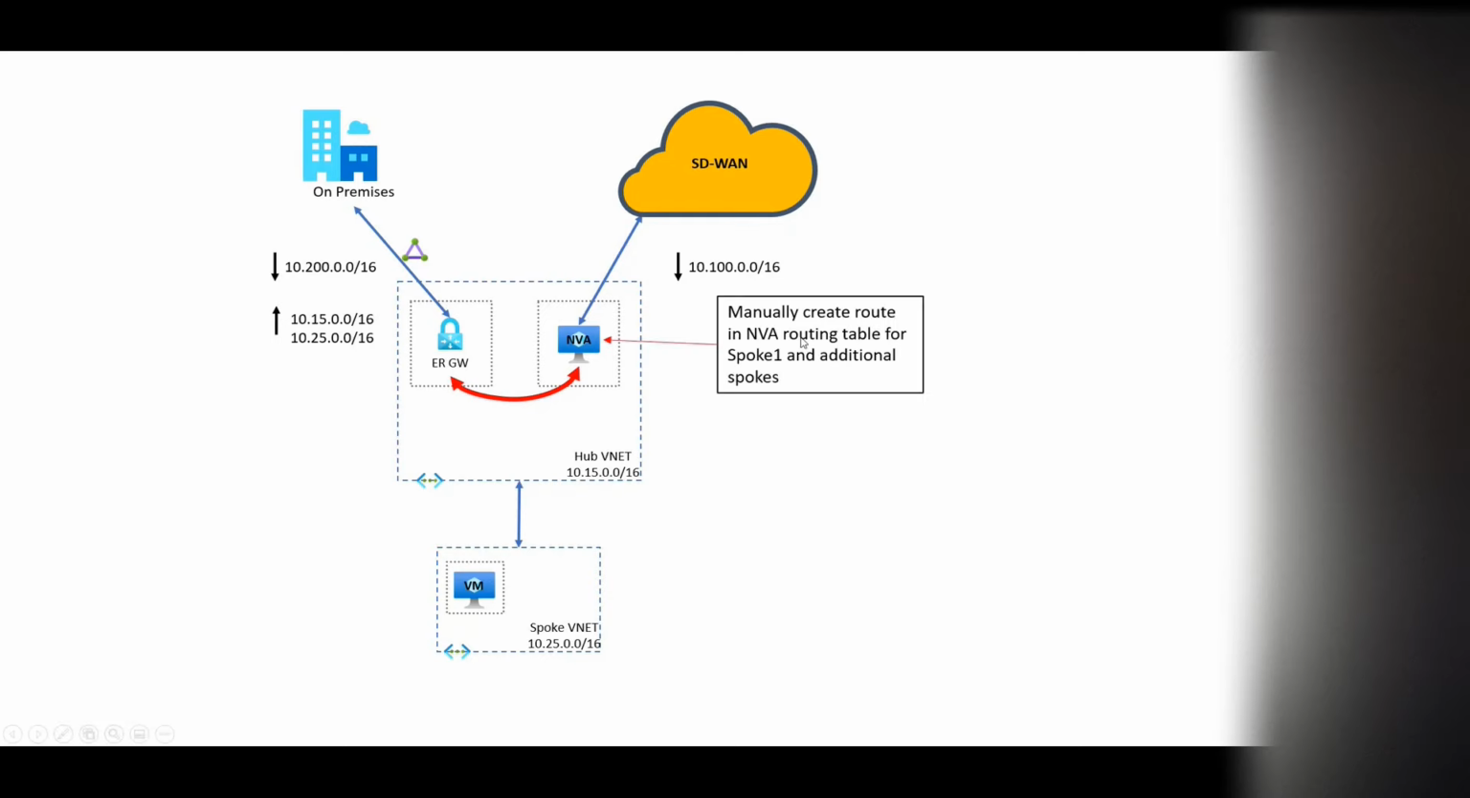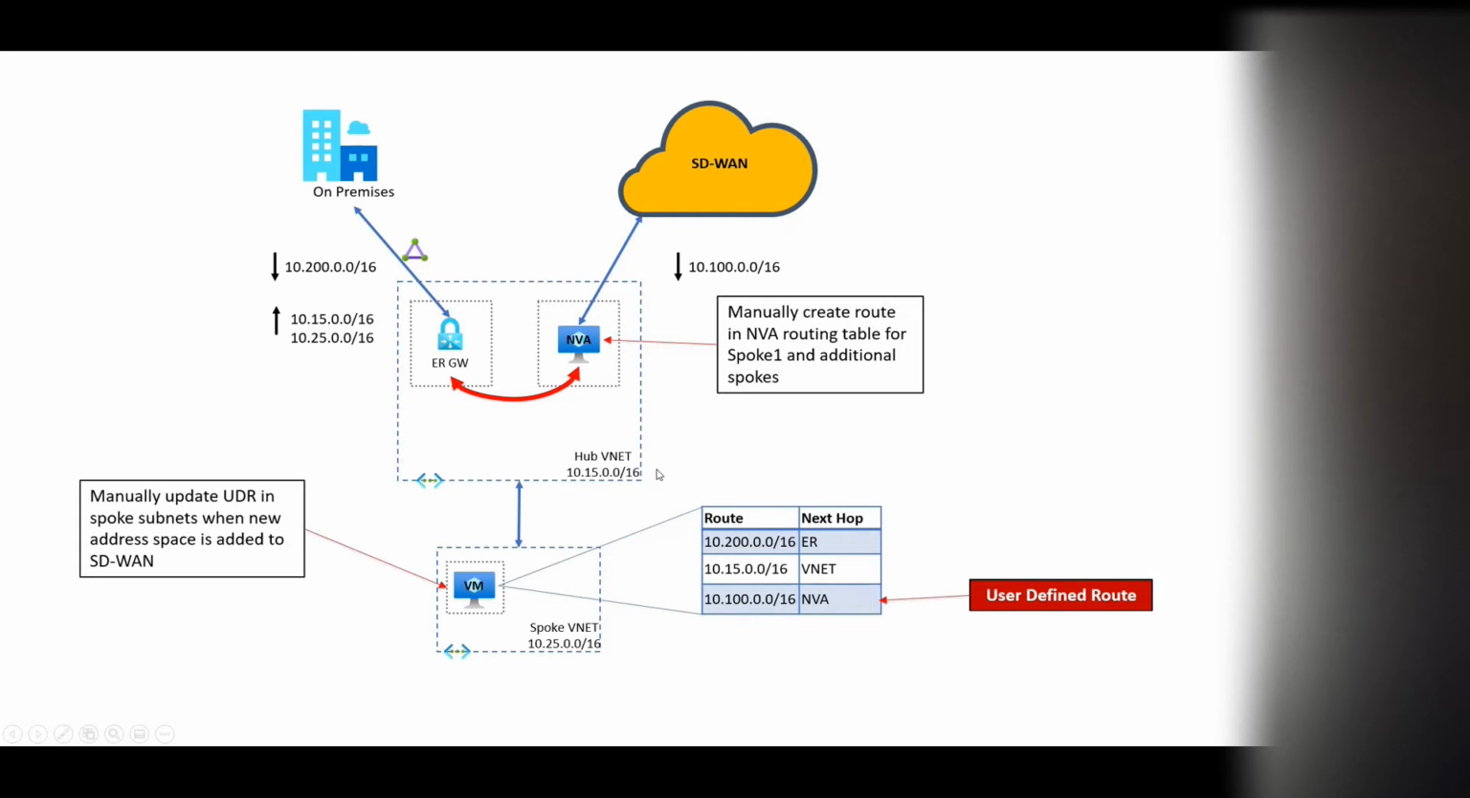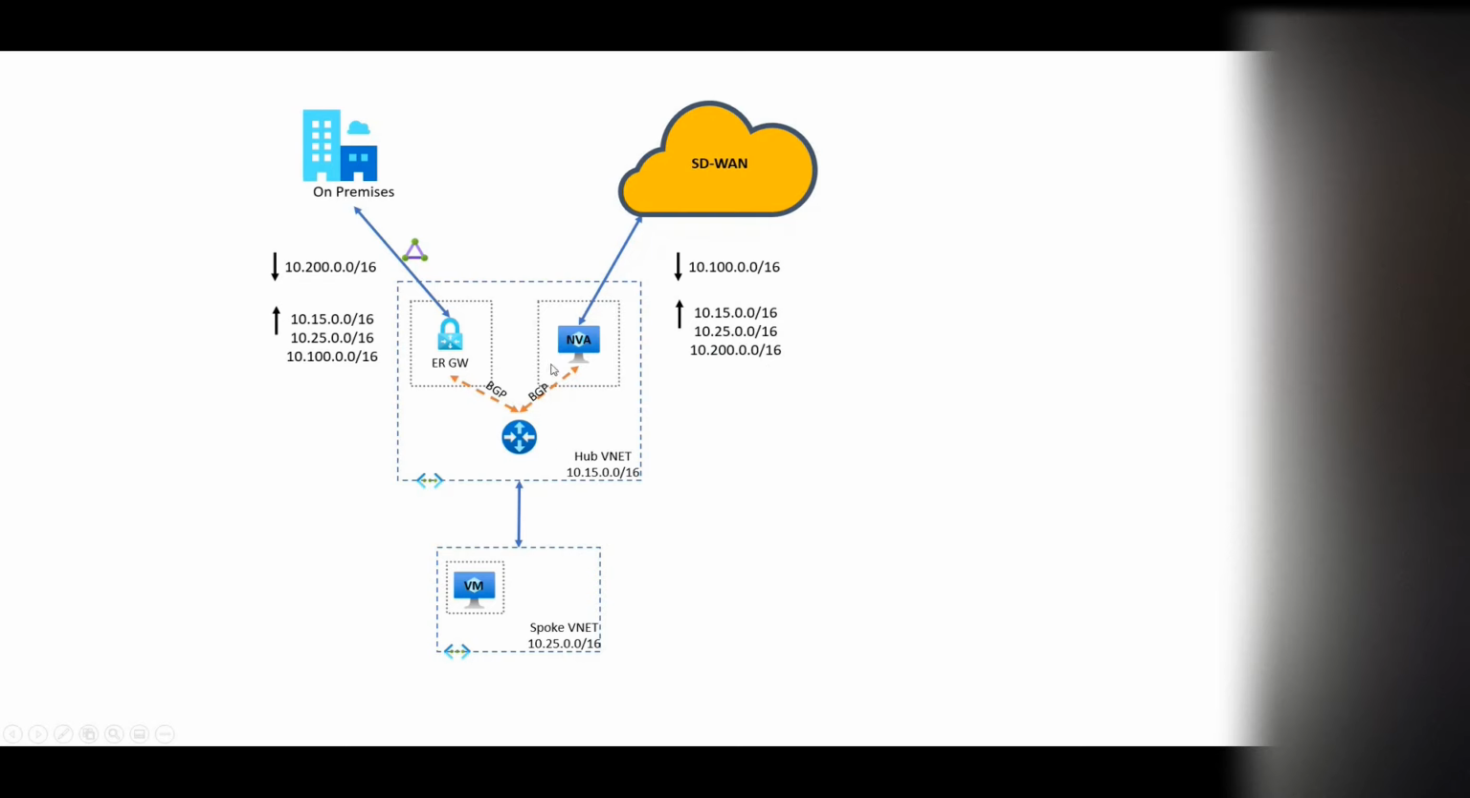So let's say you add spoke 2, you need to manually create a UDR to allow routing back. And each time you need to make any changes in the SD-WAN, you have to manually add something here in the routing table as well. Those are the two things for which you have to make manual changes, right? And again, as before, there's no dynamic routing between the ER gateway and the NVA, so you cannot send traffic back and forth, right? And this is what the Azure Route Server solves.